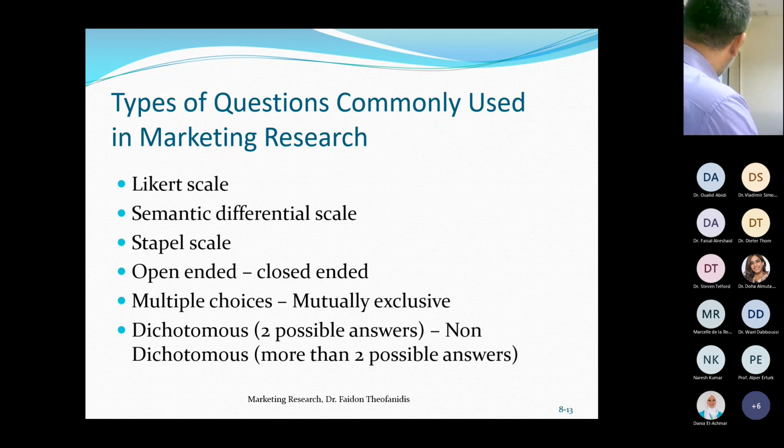Now, here we see the king of the questions. This is the Likert scale. Then we have the semantic differential, the Stapel. We discussed open-ended and closed-ended in the beginning. And now, multiple choice question, mutually exclusive question. Multiple choice question is when the consumer can select more than one option. So, which are your preferred colors? I give you a list of 10 colors, so you can select more than one. So 3, 4 colors. So it's multiple choice.